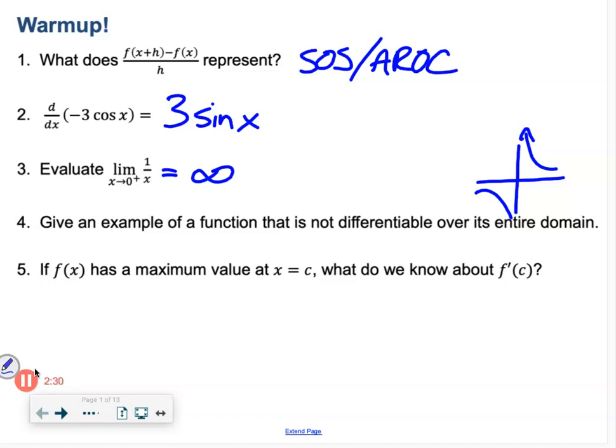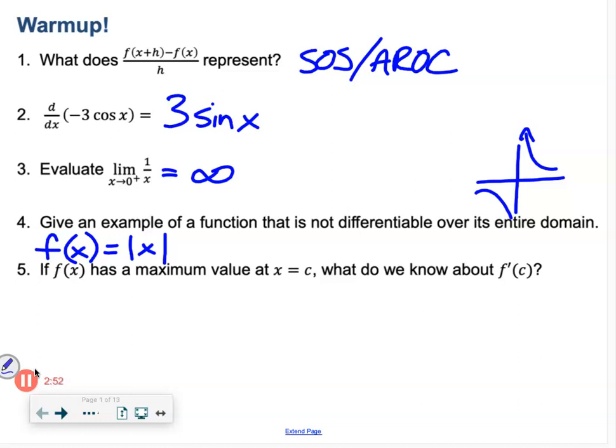I love the absolute value of x. Nobody thought of absolute value of x in first period. This is great. So that would be a great example. Why is absolute value of x not differentiable? Because you got a sharp turn, right? So it's only at 0. It's differentiable everywhere else. It's just not differentiable at 0.